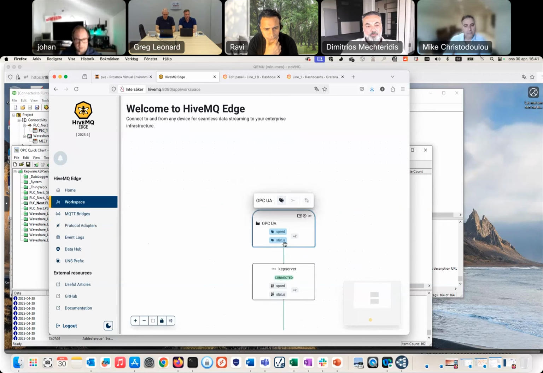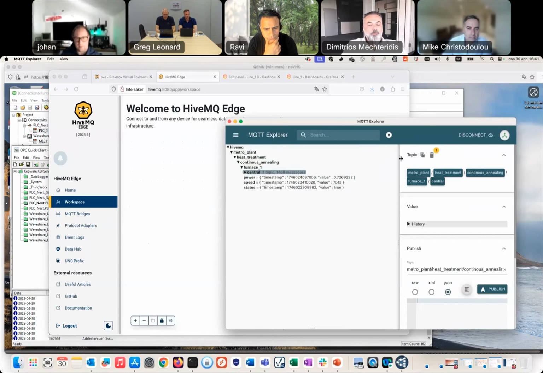I have speed and I have status and I have a few more tags that I'm going to transmit over MQTT. And just for the fun of it, everybody doing unified namespace and those things tend to show you MQTT Explorer. And here you can see the live data. You can see the speed of my production line, the power it's consuming, and status. These are just some simple data points I decided to collect.